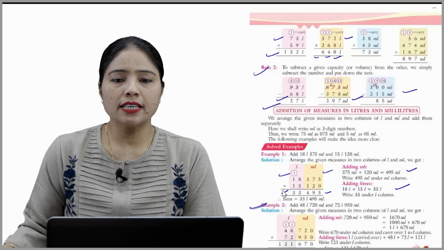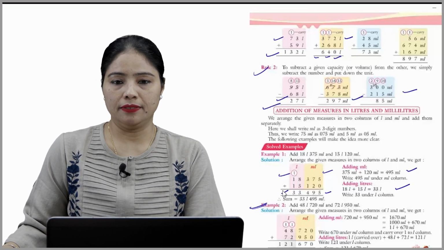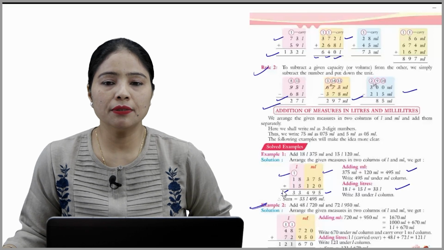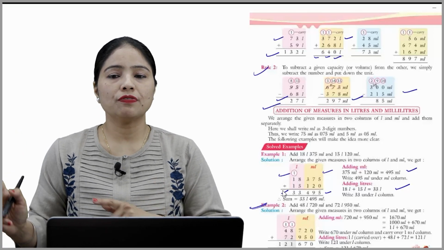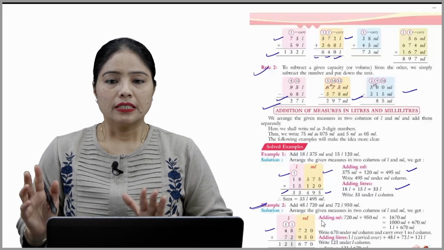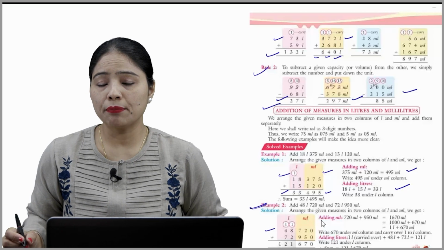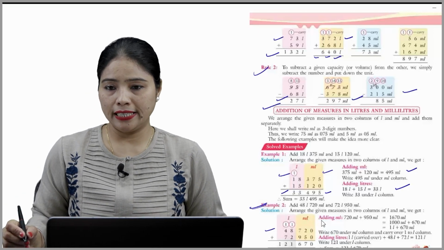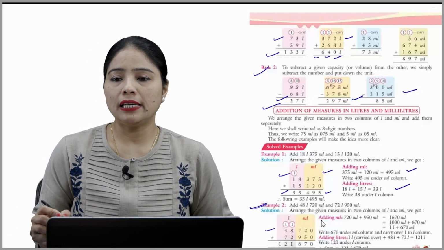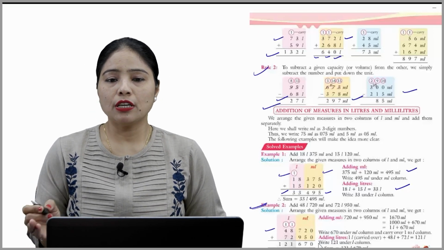48 liter 720 milliliter and 72 liter 950 milliliter. So arrange the given measures into two columns of liter and milliliter first, like that. One column liter, this is milliliter. Now first add the milliliters column: 720 plus 950, what does it become? It's 1670 milliliter. So 1670 milliliter, that means 670 milliliter we just write here and 1 to carry.